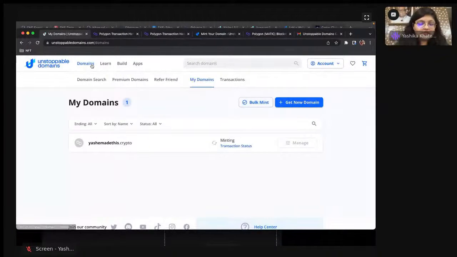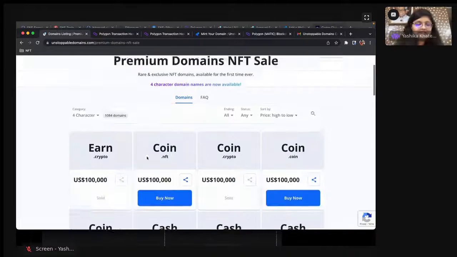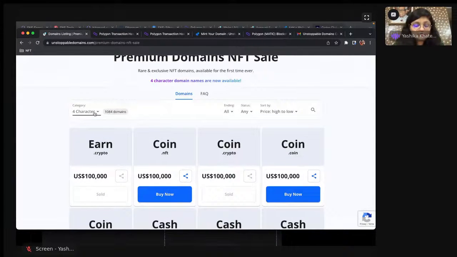So in that case, you'll come here on premium domains and you will see that there are about 1084 domains, which are 4-character domains. And if I say price high to low, it would tell me earn.crypto. Now, earn.crypto is an amazing thing, right? A lot of websites, a lot of projects that would promote earning through crypto would want this sort of domain. But in order to buy that, it is 1 lakh US dollar, which is around about 78 lakhs. Definitely not worth it. Oh, but it's also sold.